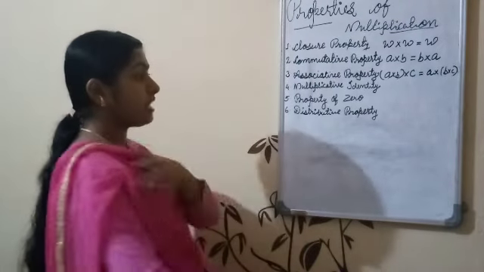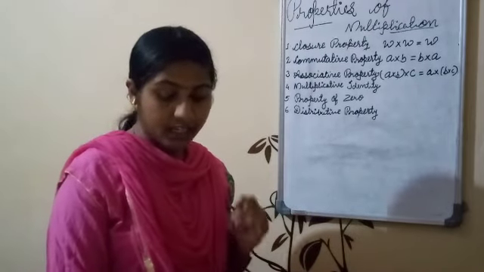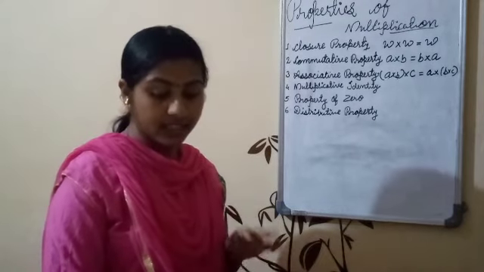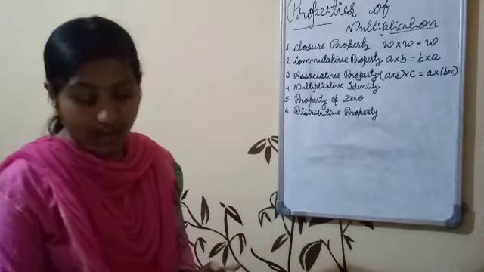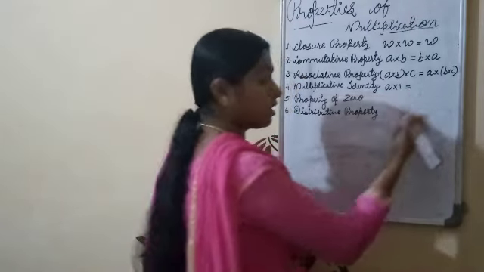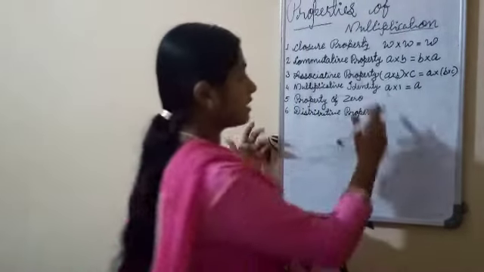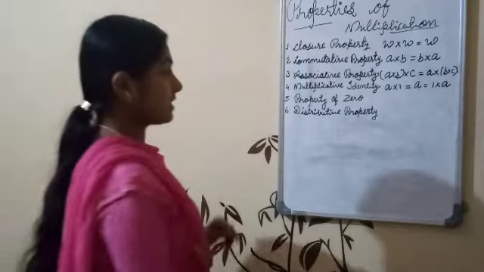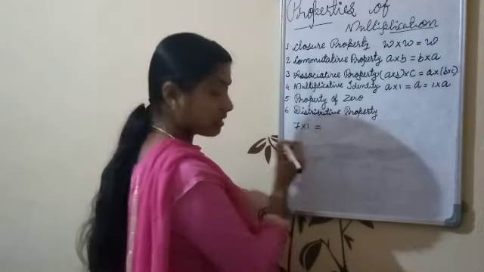Next property, multiplicative identity. When we multiply any whole number by 1, the result is the number itself. That means 1 is the multiplicative identity. That means a into 1 equal to a. a into 1 is equal to a. That's equal to 1 into a. Okay, the example 7 into 1. 7 ones are 7.